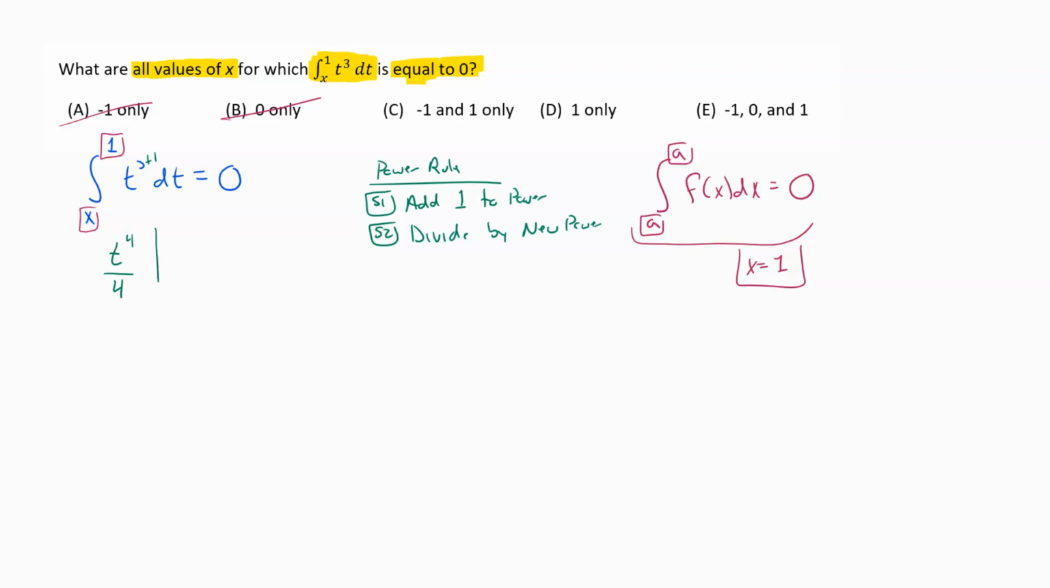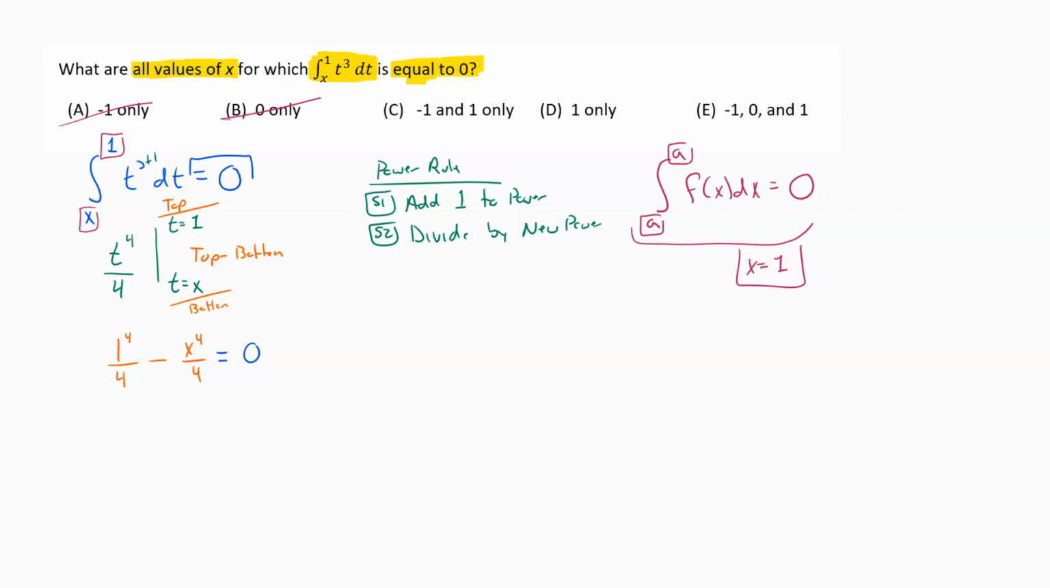Then I'm going to evaluate this from my lower bound t equals x to my upper bound t equals 1. Then I do what I call my top minus bottom move. You take your top value, plug that into the equation, and subtract off the bottom value plugged in. So plugging in 1, I get 1 to the 4th over 4 minus the bottom value plugged in, x to the 4th over 4. Now I remind myself that this whole thing needs to equal 0.